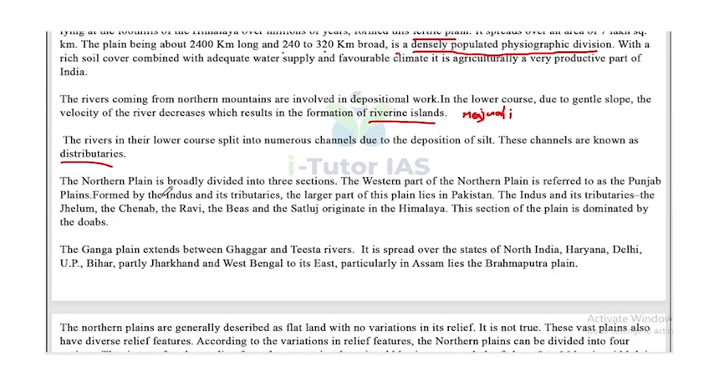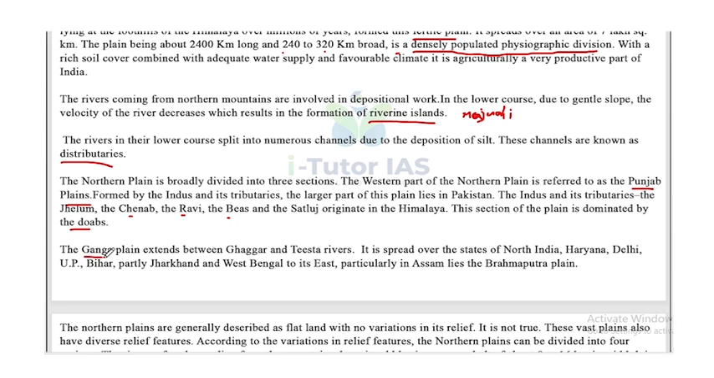The northern plain is broadly divided into three sections. The western part of the northern plain is referred to as the Punjab plains, formed by the Indus and its tributaries. The larger part of this plain lies in Pakistan. The Indus and its tributaries, the Jhelum, Chenab, Ravi, Beas and Satluj, originate in the Himalaya. This section of the plain is dominated by the Doabs. That is the Punjab plain.